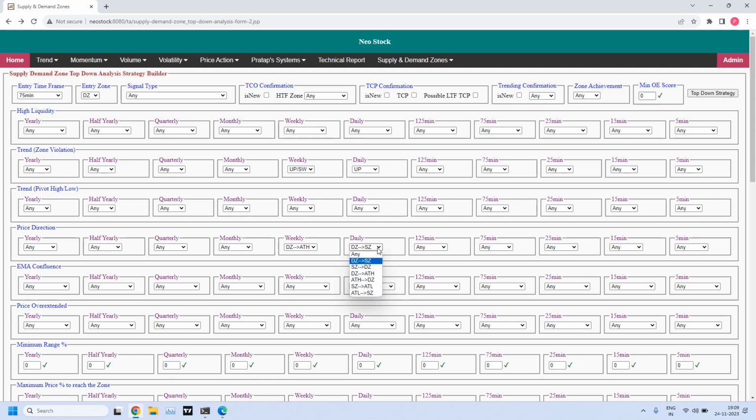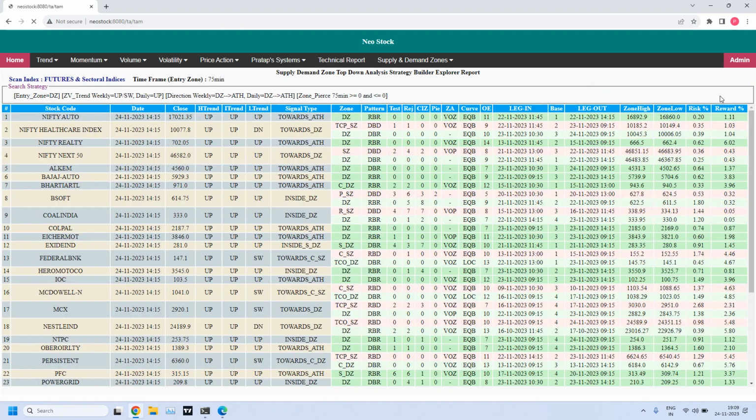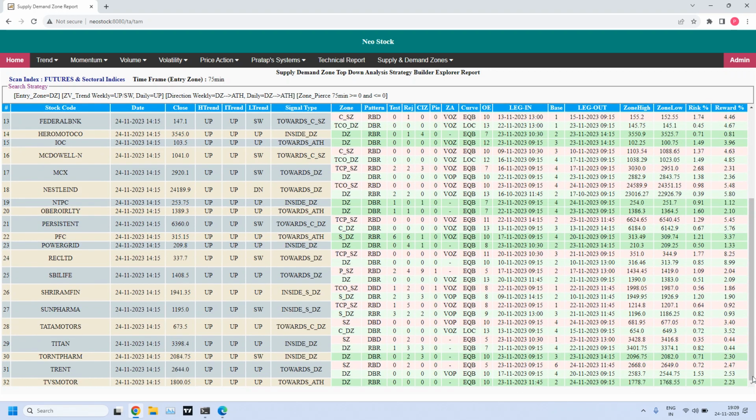And daily also for price should travel from demand zone to all-time high. So this is the filtered list. Let me scroll down. So total 32 stocks are filtered. So these are the bullish setup related stocks for 75 minutes time frame. Now let us generate bearish setup stocks.